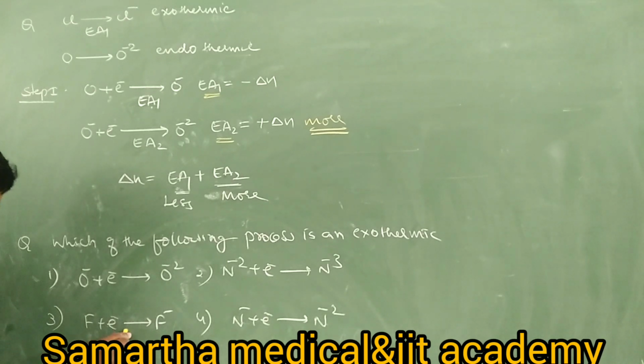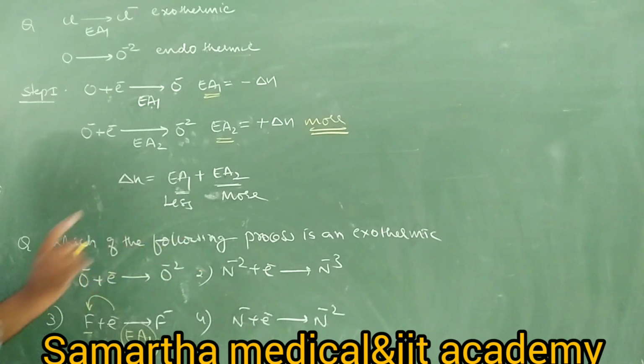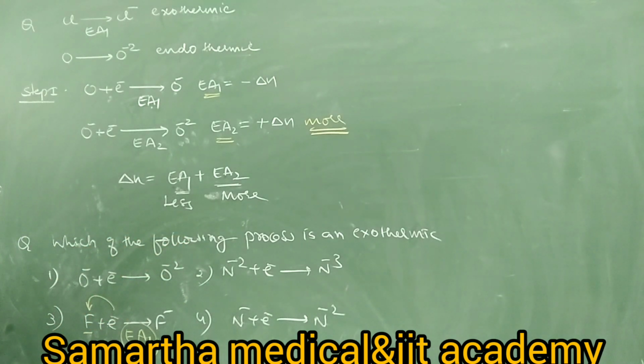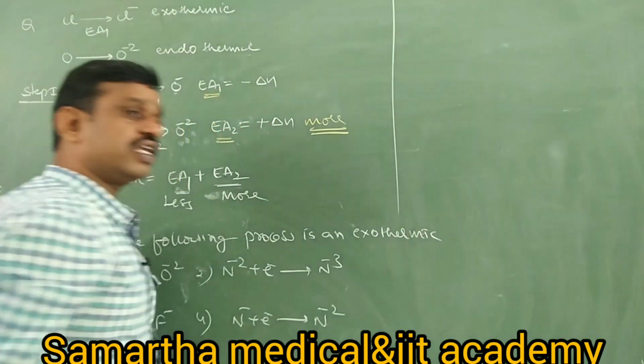You need to say only the first electron gain enthalpy. The first electron gain enthalpy is what? You should see a neutral atom. One electron is added to a neutral atom. So therefore, the addition of an electron to a neutral atom is always an exothermic process. In the remaining cases, one electron is added, but not to a neutral atom, rather to a uninegative or di-negative ion. Therefore, only this one is exothermic.